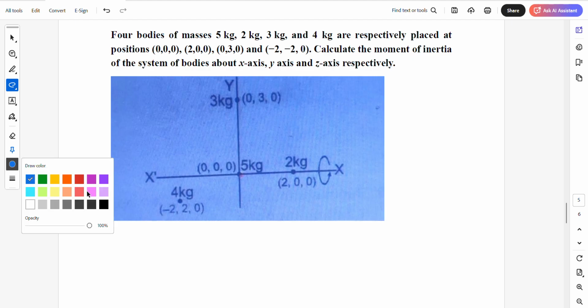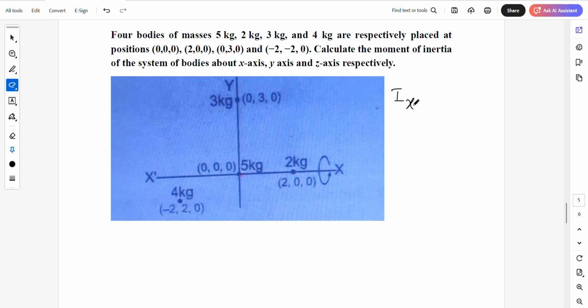Now, again in this problem, they are asking how many masses are there? 1, 2, 3, 4 masses are kept here. And you are supposed to calculate the moment of inertia of the system of bodies about the x-axis, Ix. The masses which are kept on the x-axis will not be there, only the masses which are on either side.